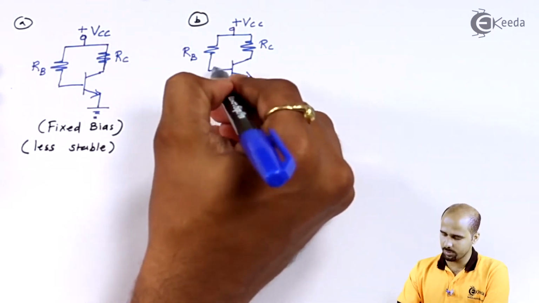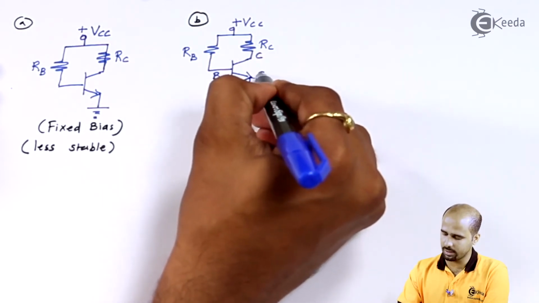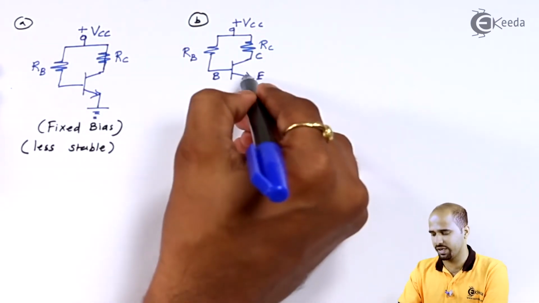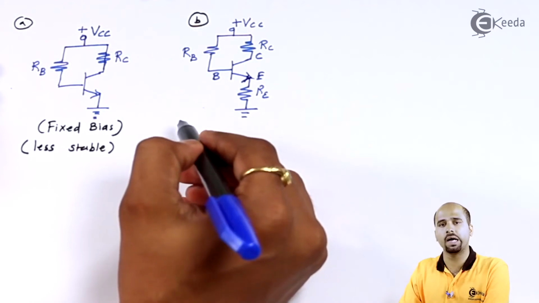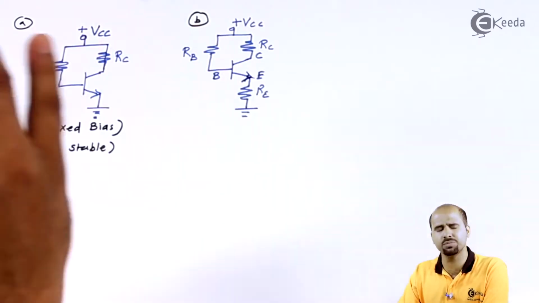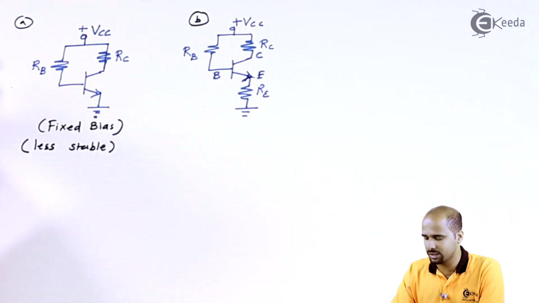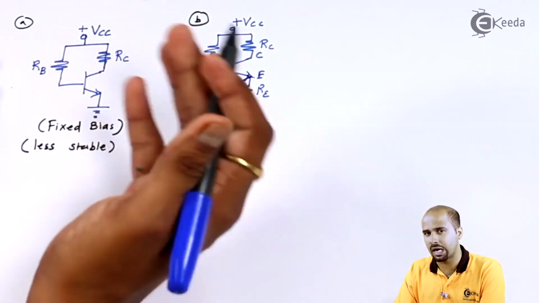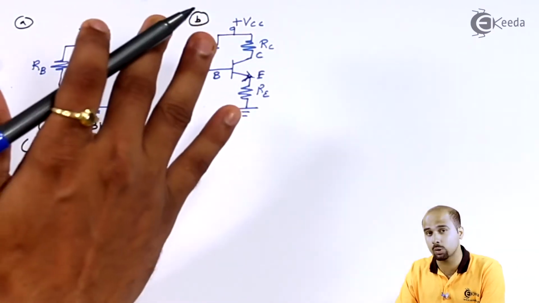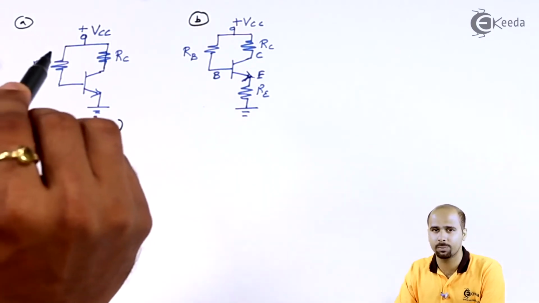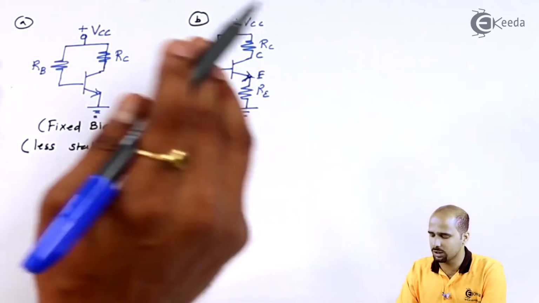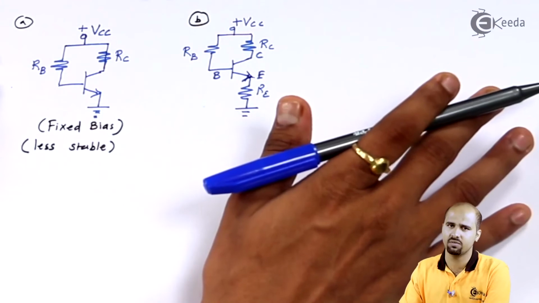This is the base terminal, this is the collector terminal, and this is the emitter terminal, as the arrow indicates that this is an NPN transistor. You can just flip this particular transistor and you will get the other type. Flip that arrow from emitter to base and you will get a PNP transistor. Otherwise each and every functionality will be the same.